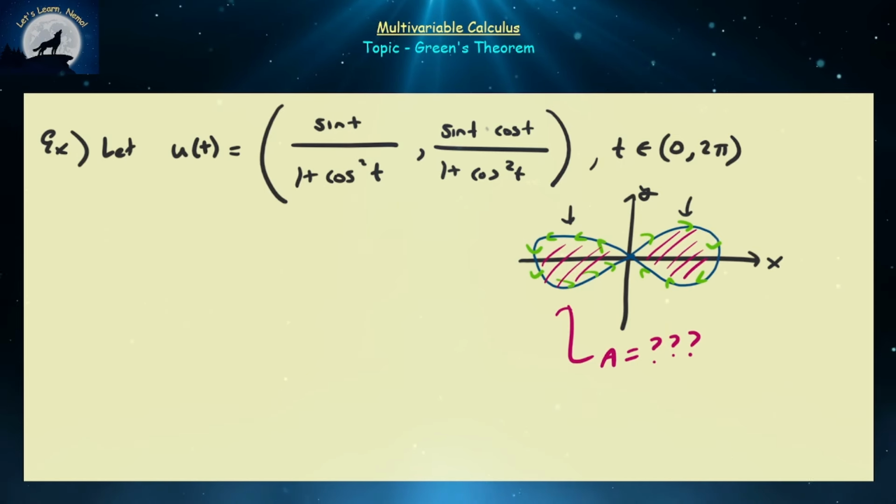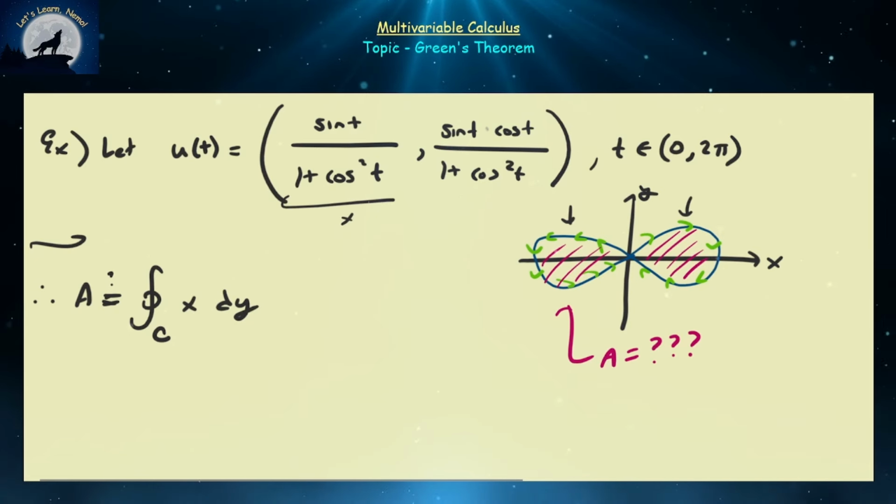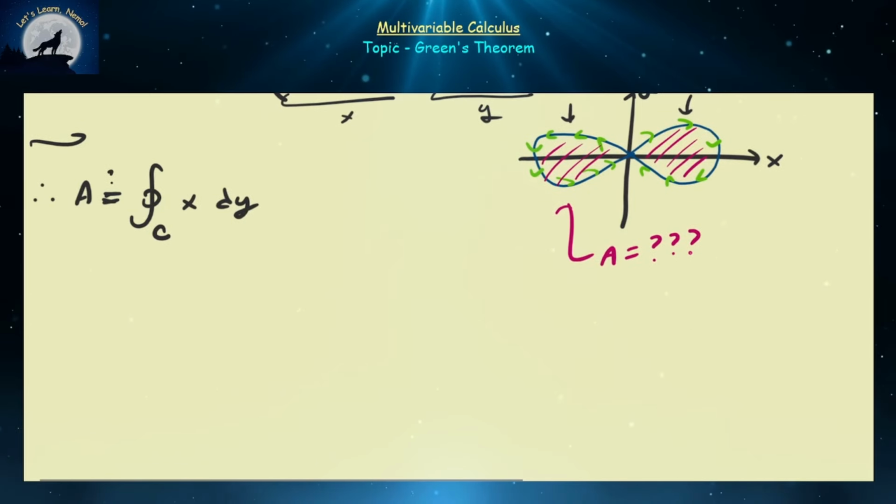Let's see what our double integral or line integral Green's theorem connection gives us. So what is our area going to be equal to? This is going to be equal to the integral over c of x dy. This is always going to be true, right? So keep in mind, this is going to be x, this is going to be y, and you need to differentiate y with respect to t. That's going to be a little messy, so let me do all that work for you.